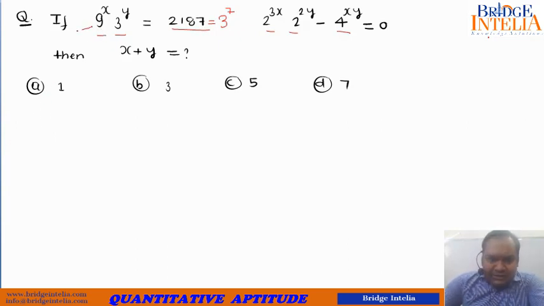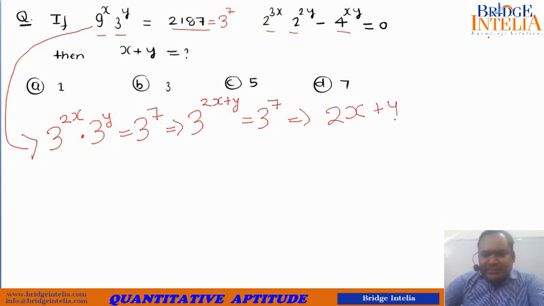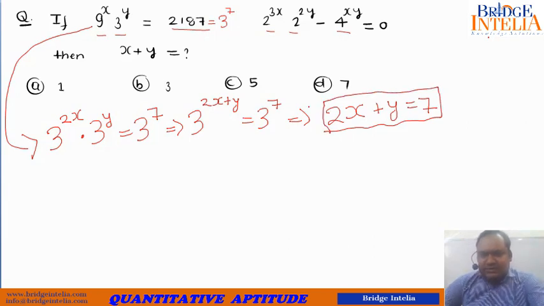So from this equation, you can safely see that 3 to the power 2x into 3 to the power y is equal to 3 to the power 7. So from here it can also be concluded that 3 raised to power 2x plus y is equal to 3 raised to power 7. So the first conclusion that you can derive is 2x plus y must be equal to 7. Just like the previous example.